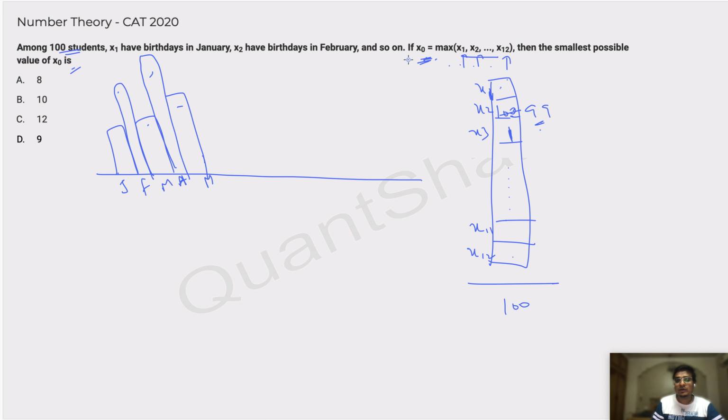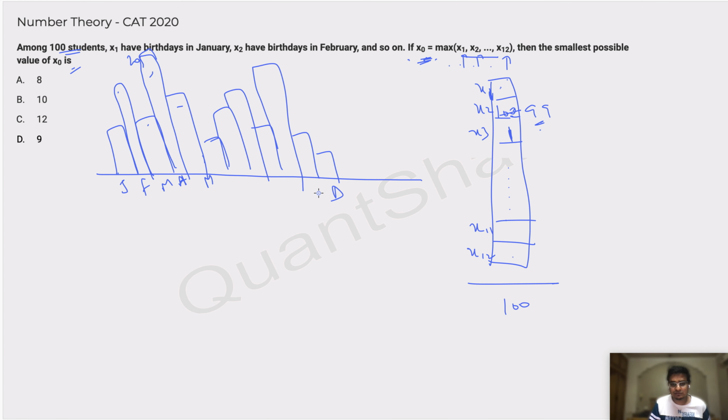Now, what is X0? X0 is the maximum number of parties thrown in any month, which would be these many parties. Let's say this could be 20. So X0 would become 20 in this case. And so on. So all months will have some value: June, July, August, September, October, November, and December. You would have this kind of a graph.